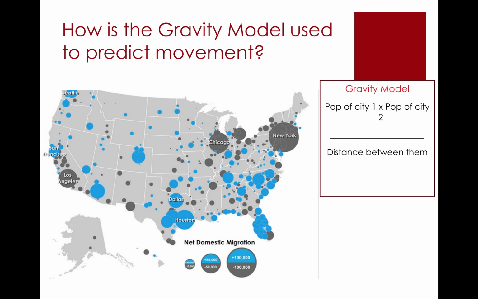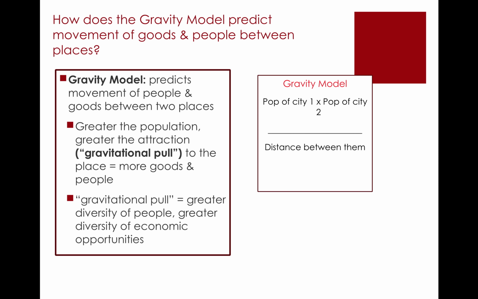We're looking for the amount of the force. We're measuring the force between two different places. If two different places have very large populations, there's likely to be a very strong pull between them. If two different places are very close to one another, our denominator would be quite small, and we'd have a very strong pull between these two groups. The gravity model is predicting the movement of people and goods between two places.